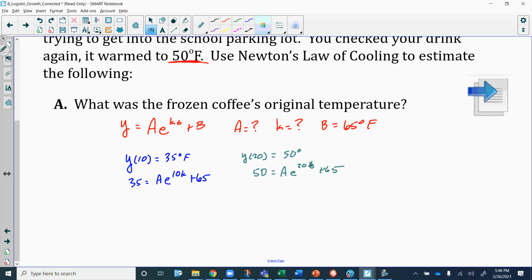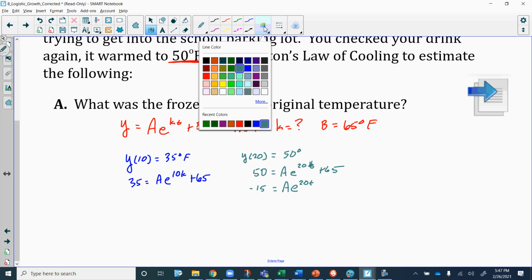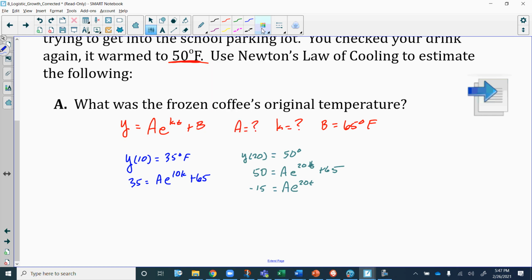And with those two equations, we can compare them because we're comparing like to like as far as time, the constant value, things like that. So let's move the 65 over on both of them. If I move the 65 over on the one on the right, I'm going to get negative 15 equals A e to the 20k power. And if I look at the one on the left, move the 65 over, that's going to become negative 30 equals A e to the 10k power.